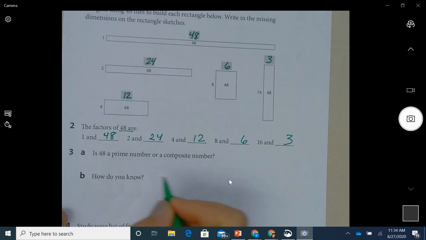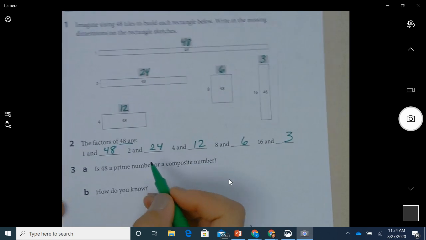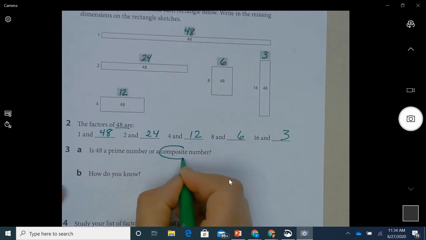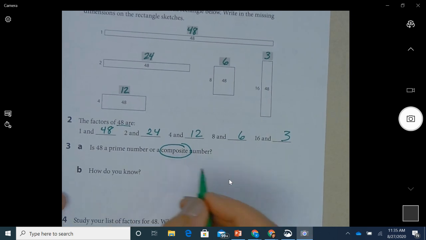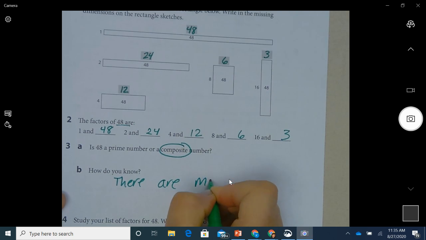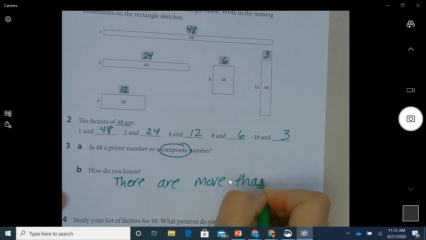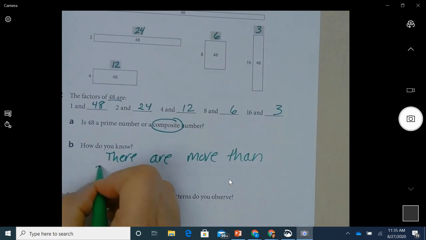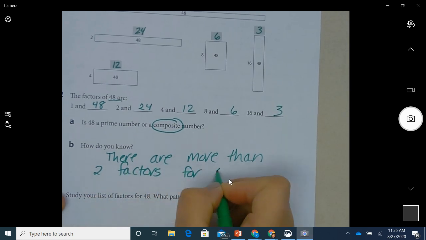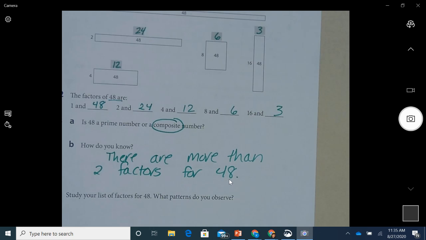How do I know? So I'm going to write, what is 48? Is it prime or composite? It's composite, and that's because there are more than 2 factors for 48. That makes it a composite number. A prime number is just 1 and that number for the factors.